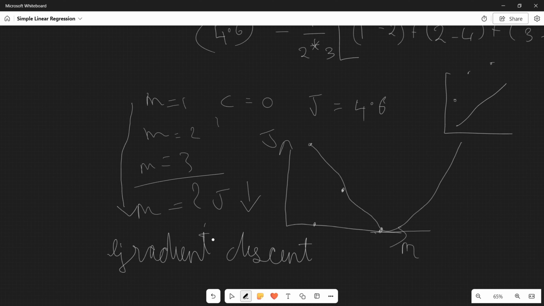In my next video, I will be explaining gradient descent and how to utilize it to fine tune or optimize m and c to minimize the cost function.